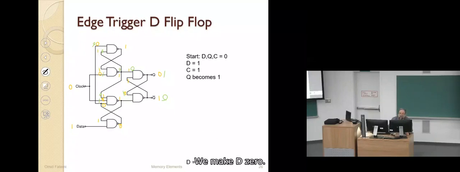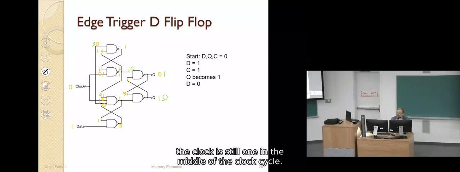Now, what do we make? D0. In the previous design, when D becomes 0 and clock is still 1, it could propagate inside. And maybe then if clock becomes 0, then it goes out, which was not good. We are talking about this problem now. We are trying to solve this problem, that when the clock is still 1 and in the middle of the clock cycle the data changes, we don't want it to propagate to output. And we see how. So D becomes 0.